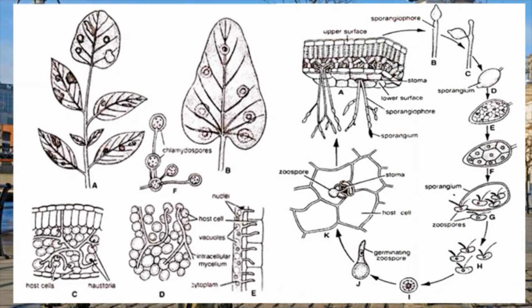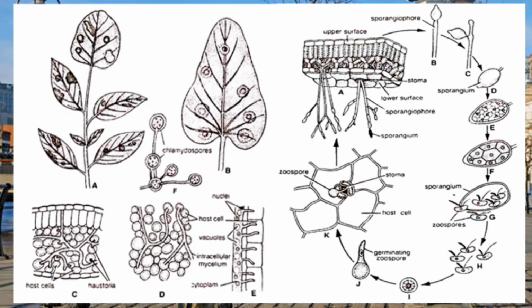You are seeing the symptoms here. On the left hand side, you are seeing the leaf with infected spots. Asexual spores called chlamydospores are also produced. They also cause infection. They germinate on the surface, enter through the stomata and spread in the mesophyll. They produce haustoria with the help of which they draw the nutrition.